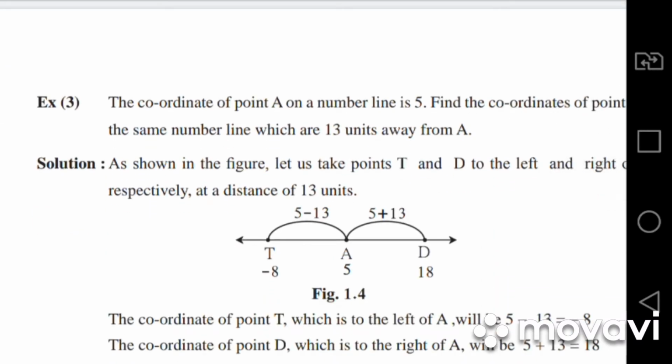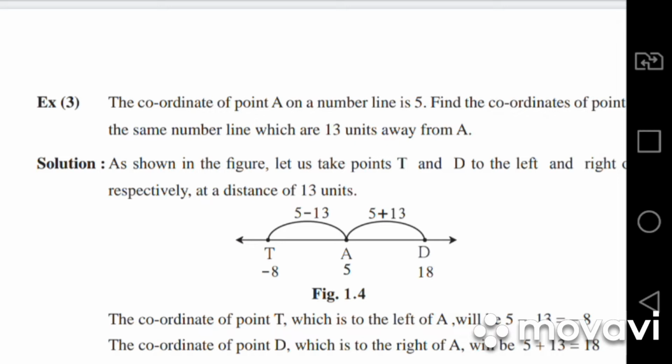Now let us go to the next example. It is given that the coordinate of point A on a number line is 5. We have to find the coordinates of points on the same number line which are 13 units away from A. So as shown in the figure, let us take 3 points T, A and D, where point A is already given as 5. Therefore, the coordinate of point A is 5. So since it is 13 units away from A, it will be either 5 plus 13 or 5 minus 13.